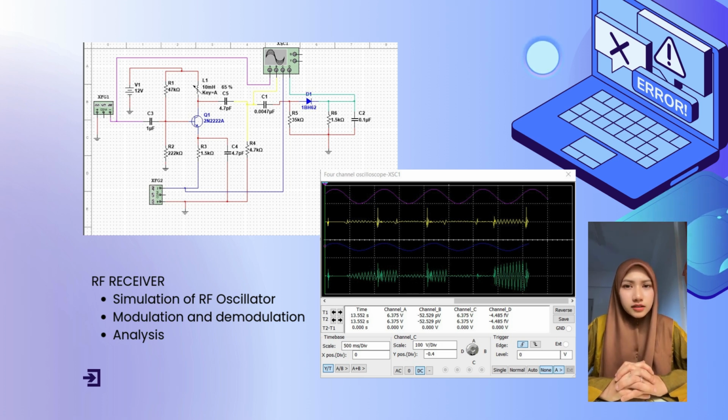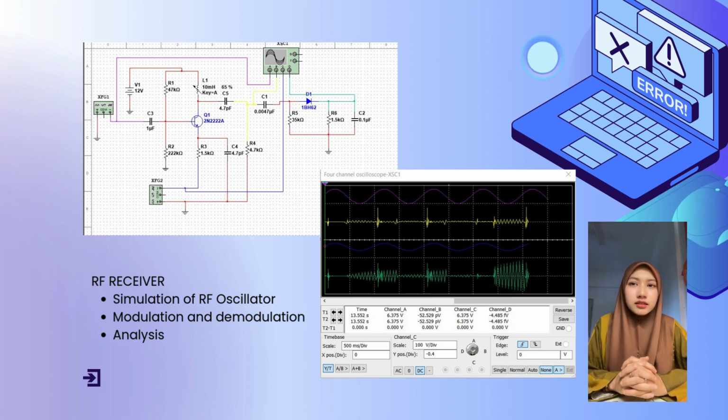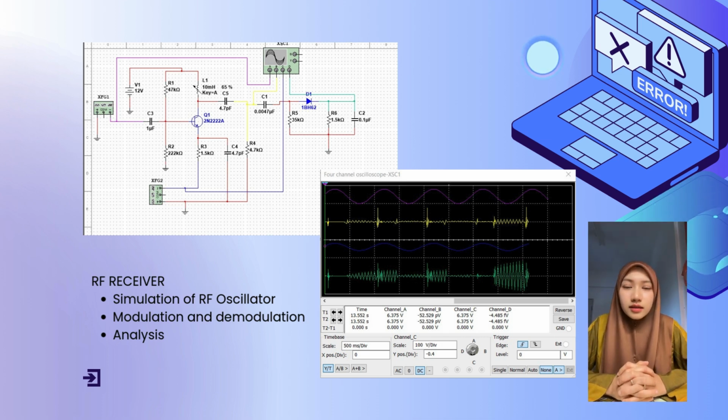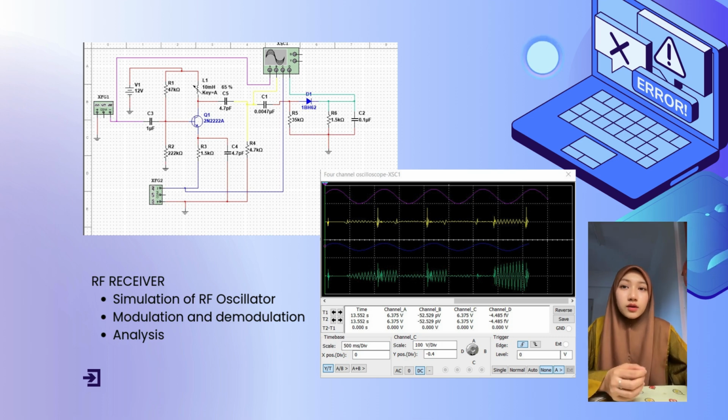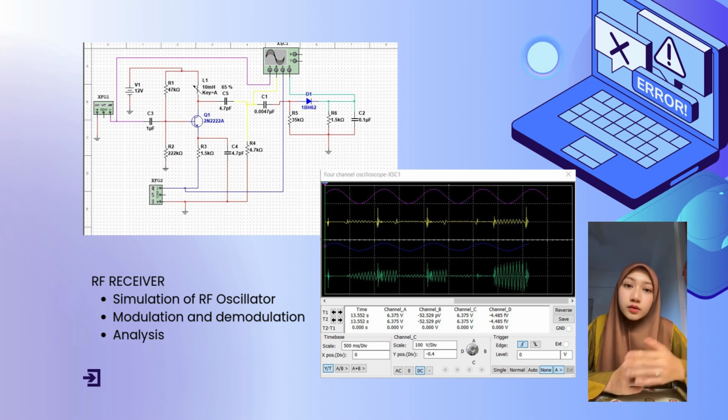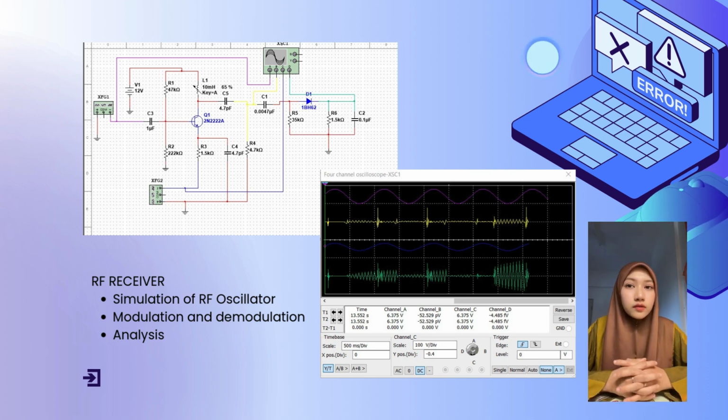The circuit functions as an RF oscillator, generating a carrier wave that can be modulated to transmit information. Modulation occurs by varying the amplitude of the carrier wave based on an input signal, such as audio, allowing for amplitude modulation (AM). On the receiving end, the demodulation extracts the original signal using a diode like D1 to rectify the modulated wave and a low-pass filter to smooth the output.